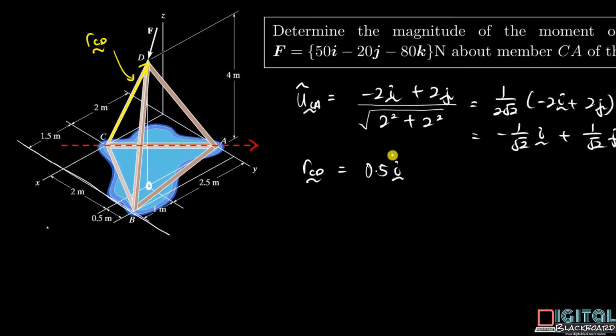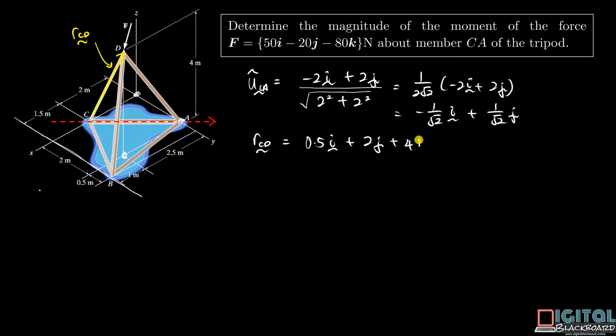In the y direction, now compare the original y coordinate, which is at this point here, and the new y coordinate at this point here. So it has moved a distance of 2 meters. So plus 2j. And finally, the z direction is very obvious. From C to D, it has moved up by 4 units, plus 4k.